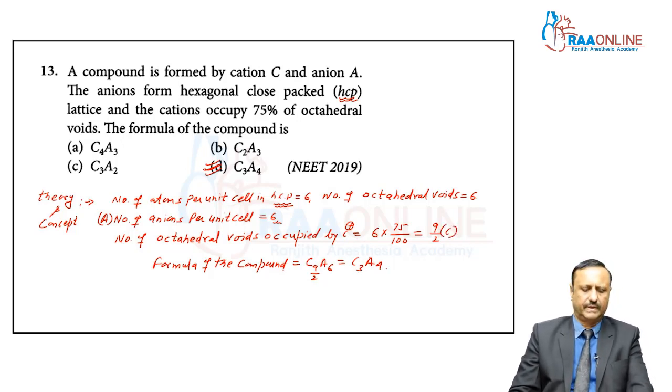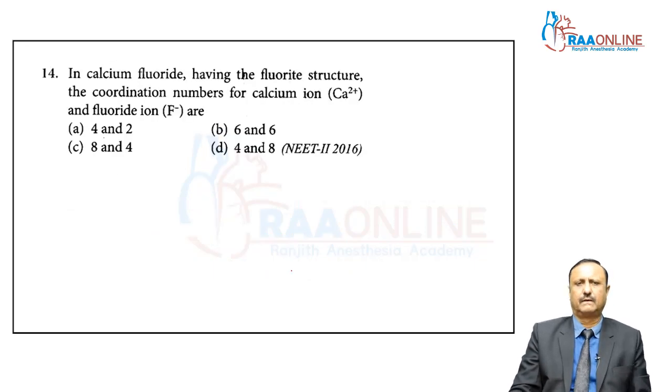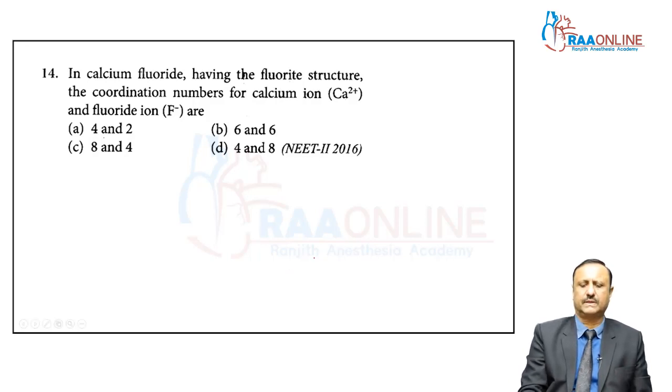Now, my dear students, we can go to question number 14. In calcium fluoride, having the fluorite structure, the coordination numbers for calcium ion and fluoride ions are. Here, my dear students, you can see the concept. Fluorite structure is an important structure, my dear students. This is a fluorite structure, and you can get CaF2 in the fluorite structure.